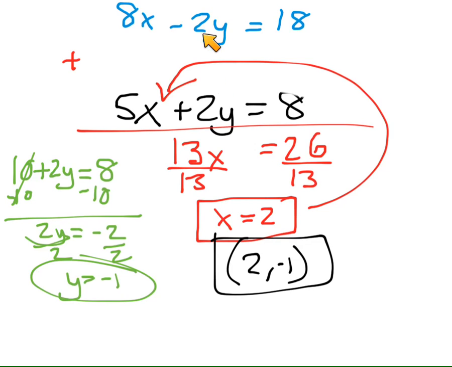For example, if I would have put both of these in slope-intercept form and graphed them, they would have intersected at 2, negative 1. Would have been kind of difficult to solve by substitution, but it would have been possible. Right? And elimination is probably the easiest here. Any questions with that one? I got 2 more I want to do today.